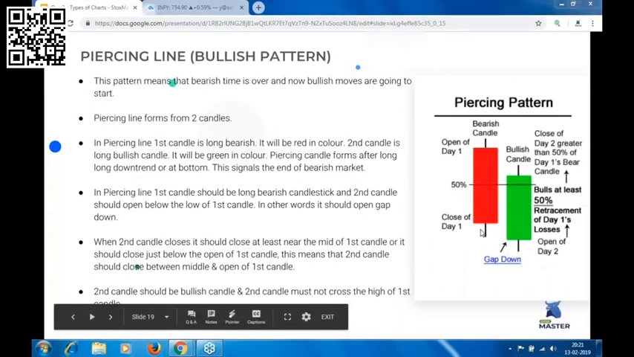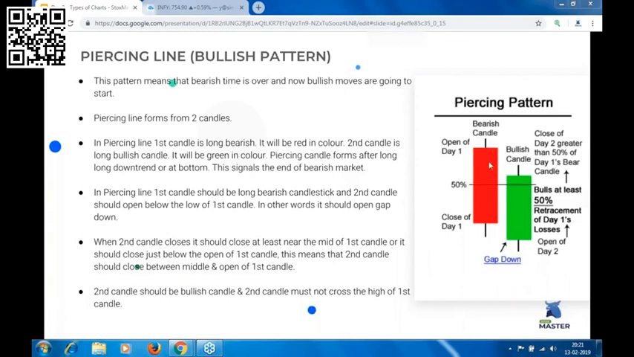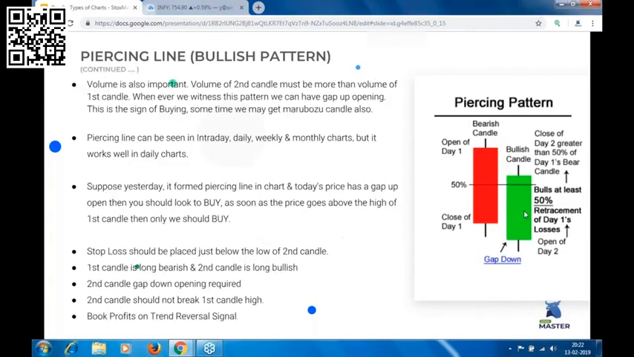Now this is a piercing pattern. This is a two candlestick formation. Your first candle is a bearish candle. That means the market is falling, falling, falling. Then after this last candle, the next day we see a gap down opening, but the bulls push the market up, and the closing is either at the midpoint of this candle or below the open of this candle. Below the open of this candle means that this second candle should not break the high of this candle. And if this candle is formed with good volume, then this gives us a clear confirmation that the trend is about to reverse. The bulls are taking over the market.